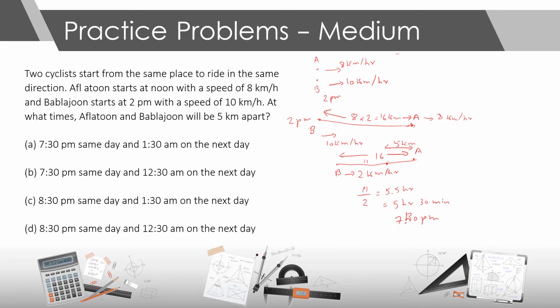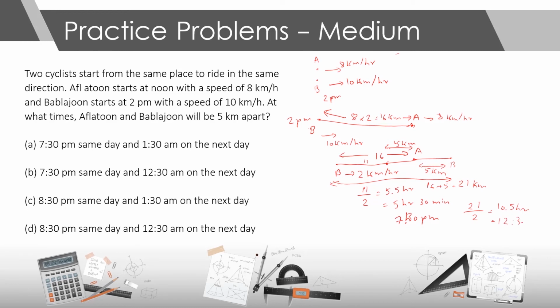Now, since B is moving faster, B will overtake A, and again after some time, the distance between them will be 5 kilometers. Now again, the total distance that B has to travel is 16 kilometers plus 5 kilometers, so 21 kilometers at a speed of 2 kilometers per hour. So the time taken will be 10.5 hours. The starting point is 2 p.m. If you add 10.5 hours, it will be 12:30 a.m.